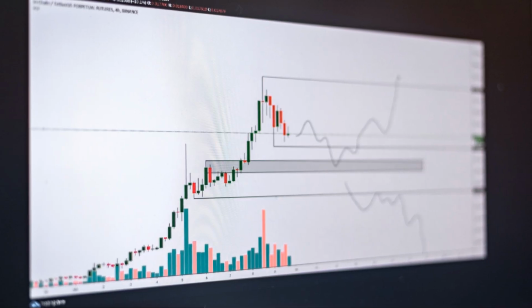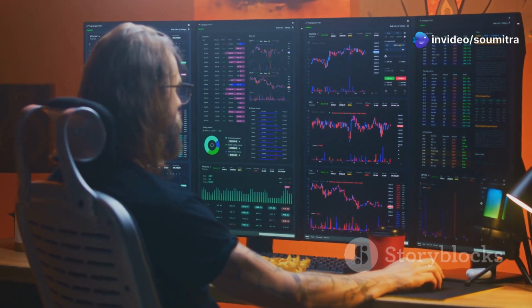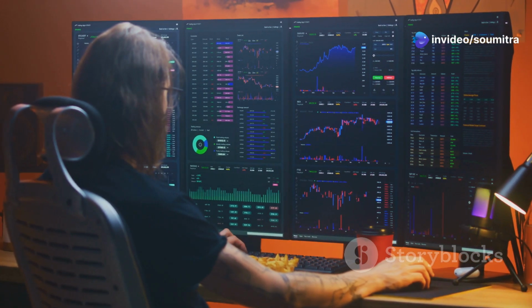The pattern is most powerful when it appears in a strong trending market. It acts as a continuation signal, allowing you to join an existing trend with confidence.